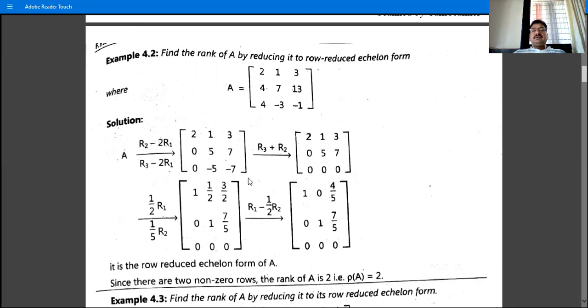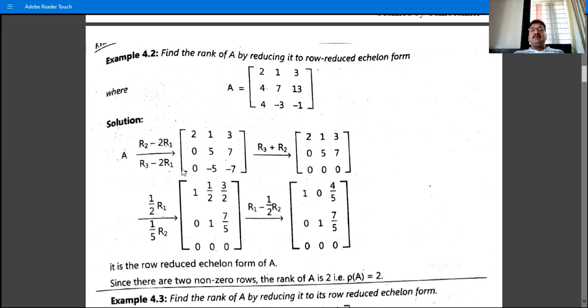We have 0. And then we have to reduce this element to 1, 2 and 5. So 1 by 2 R1, 1 by 5 R2. And then we have this matrix. And then we have to reduce this element to 0, 1 half. So R1 minus 1 half R2. So this is the procedure. Or first reduce this element to 1, then reduce these two elements to 0.